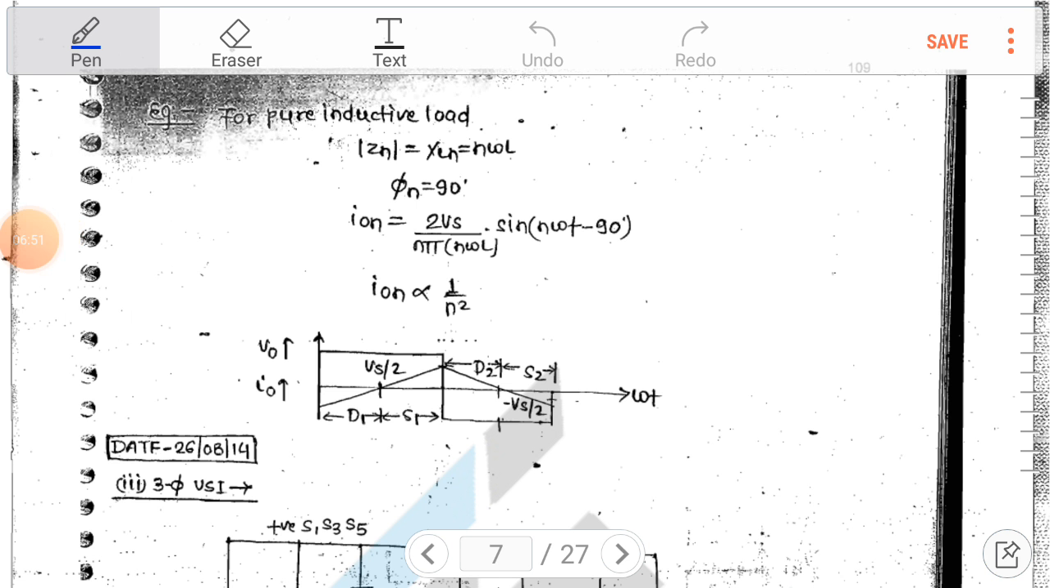For example, for inductive load, Zn is equal to XLn equal to n omega L, and the phase angle is 90 degrees. So by putting this value in the current waveform, we get 2Vs by n pi n omega L sin(n omega t minus 90 degrees), and here the current is inversely proportional to n square, and we get the triangular current waveform in this situation.